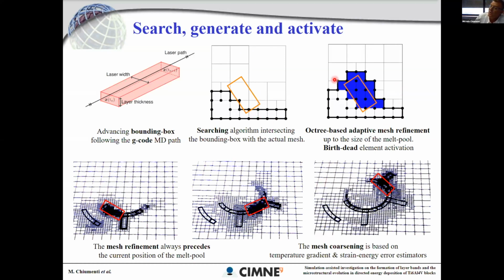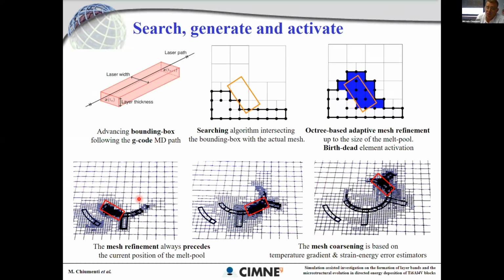So here you can see that the mesh is generated within this bounding box, and the process just advances step by step. And in the lower picture, you can see 3 moments of this activation, where you can see how the bounding box advances and the mesh is generated. And you can see how this mesh is generated through an Octree-based refinement.